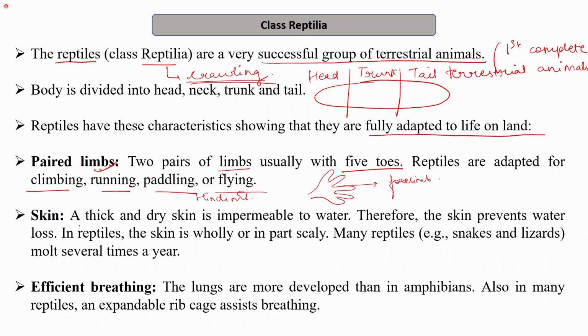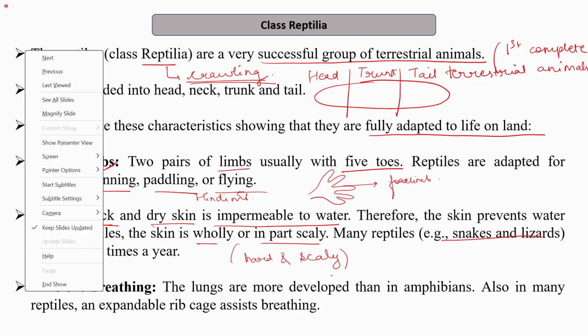The skin is thick and dry. It is impermeable to water. Therefore, it prevents water loss from the body. In reptiles, the skin is wholly or in part scaly. Usually, the skin is hard and scaly. Many reptiles, for example snakes and lizards, molt their skin several times a year.